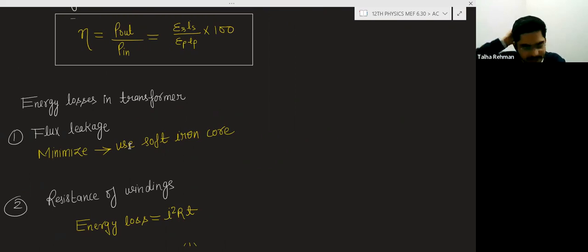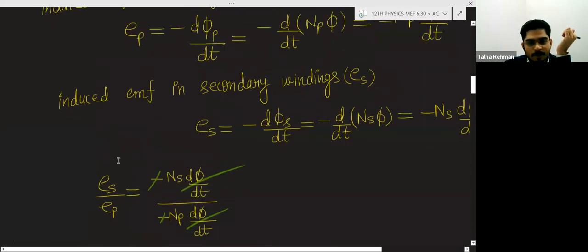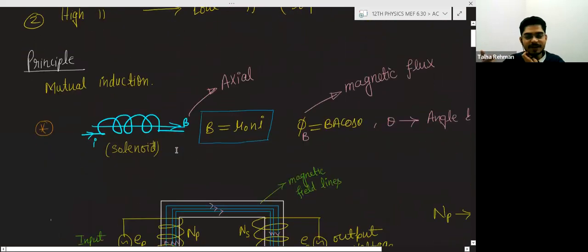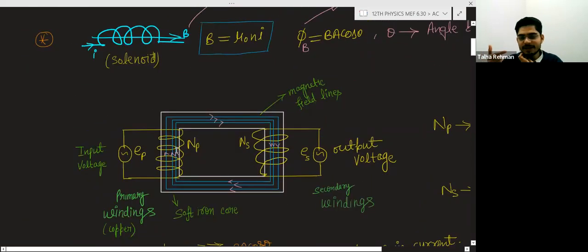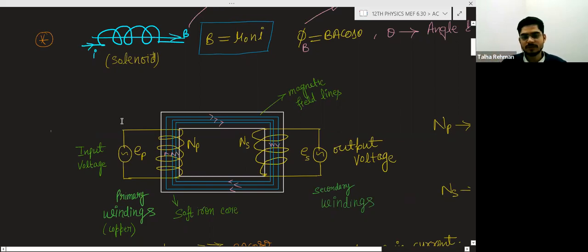Another is the winding resistance. This is very simple. This yellow wire is the winding, and winding is the wire. So wire will always have resistance. There is no wire in this world having zero resistance. So there will always be resistance, and due to the resistance, there will be heat loss, I square R T heat loss.